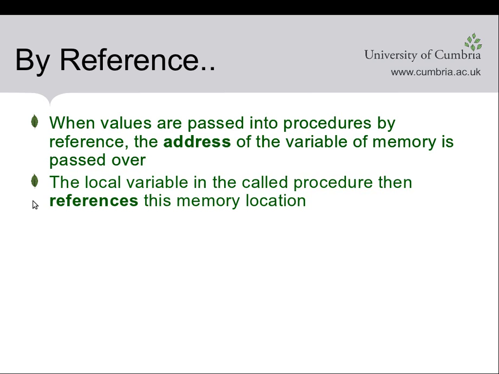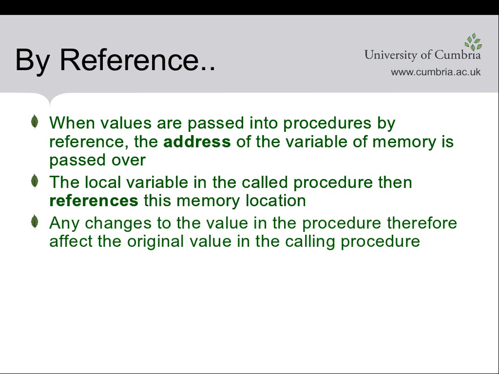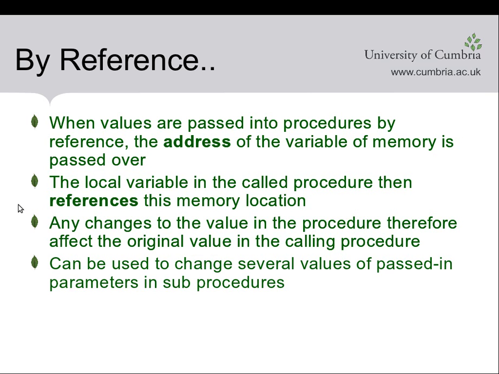When a local variable is used within the function or sub-procedure, it can then refer to the same memory address, so the reference is the same. So any changes to the value in this local sub-procedure or function then get changed in the same memory address that is being referred to by the original variable. In other words, two variables are pointing to the same location, and therefore those changes are reflected in both values. So this can be used to change several values of passed-in parameters into sub-procedures.